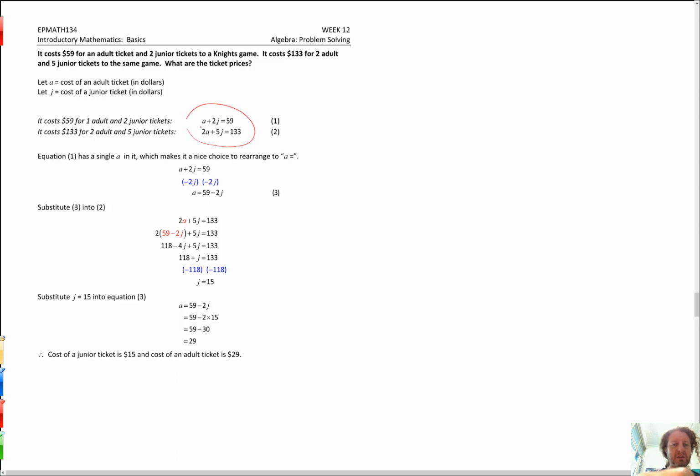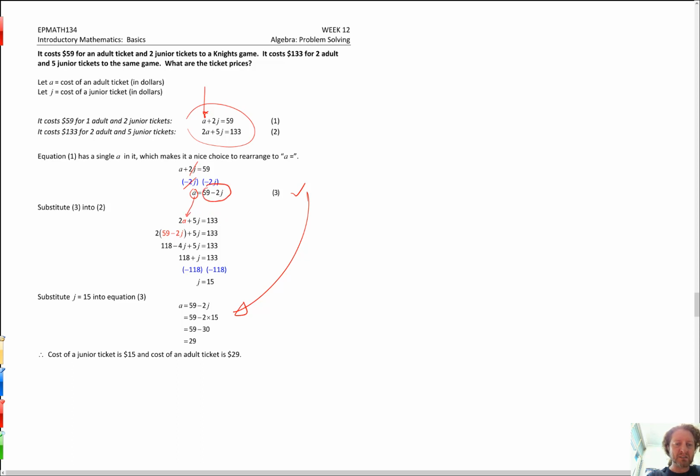You can see what I'm going to pick on. A single A. You're mine. I'm turning you into an A equals. So if A plus 2J equals 59, take the 2J away, it gives me A equals 59 minus 2J. There's my rearranged equation, which I'll use later. But I'll also use that to sub into the unused equation, which at the moment is equation 2: 2A plus 5J is 133. But let's replace the A with 59 minus 2J.